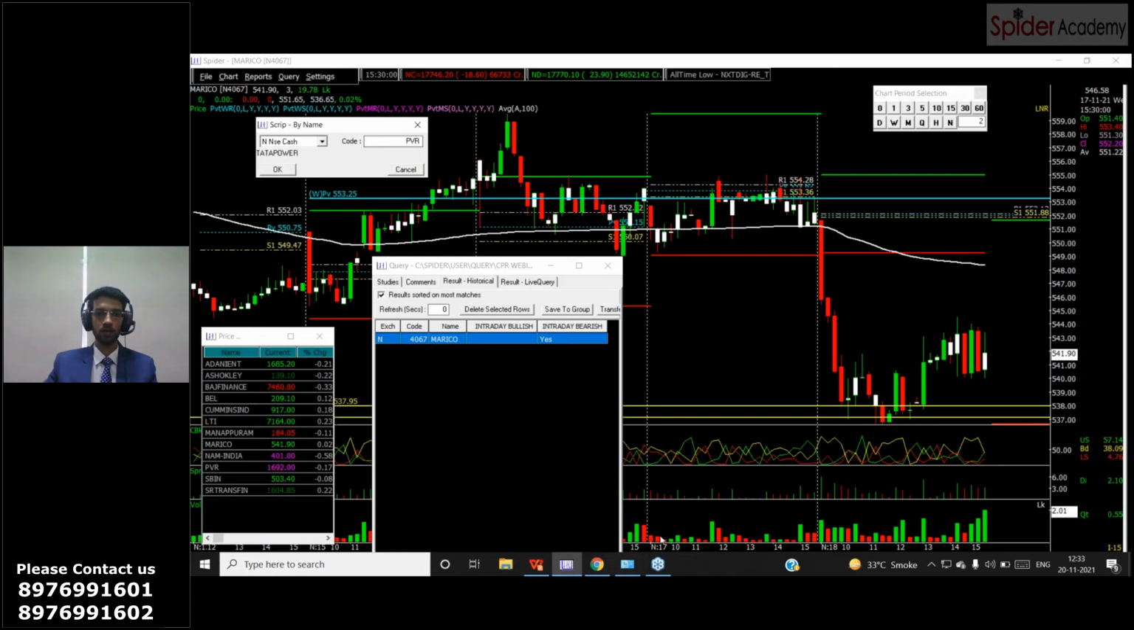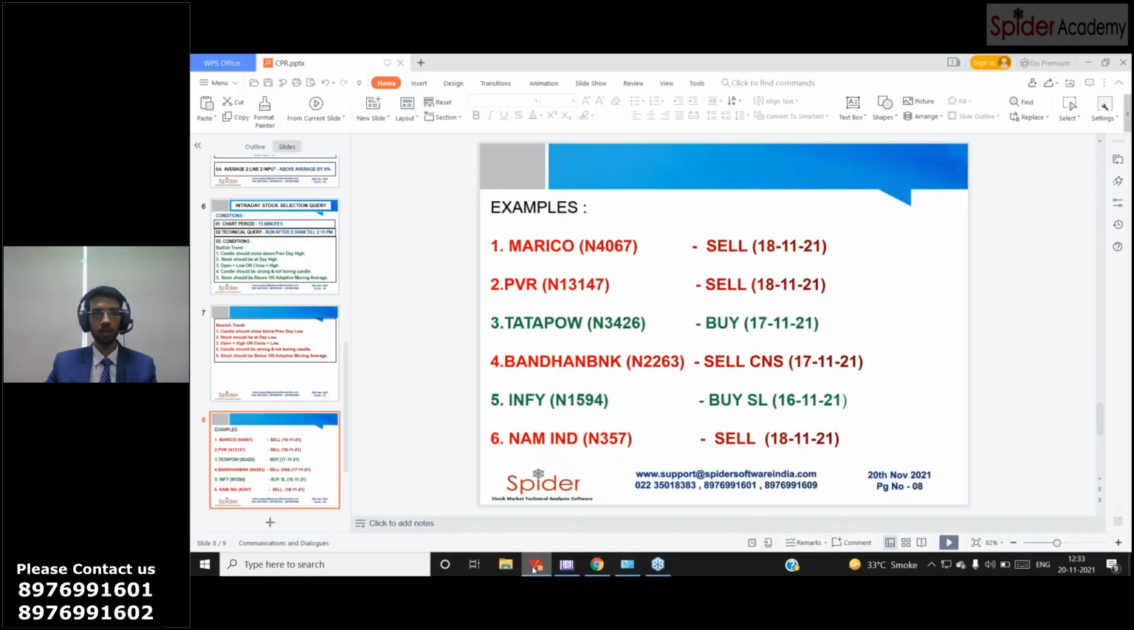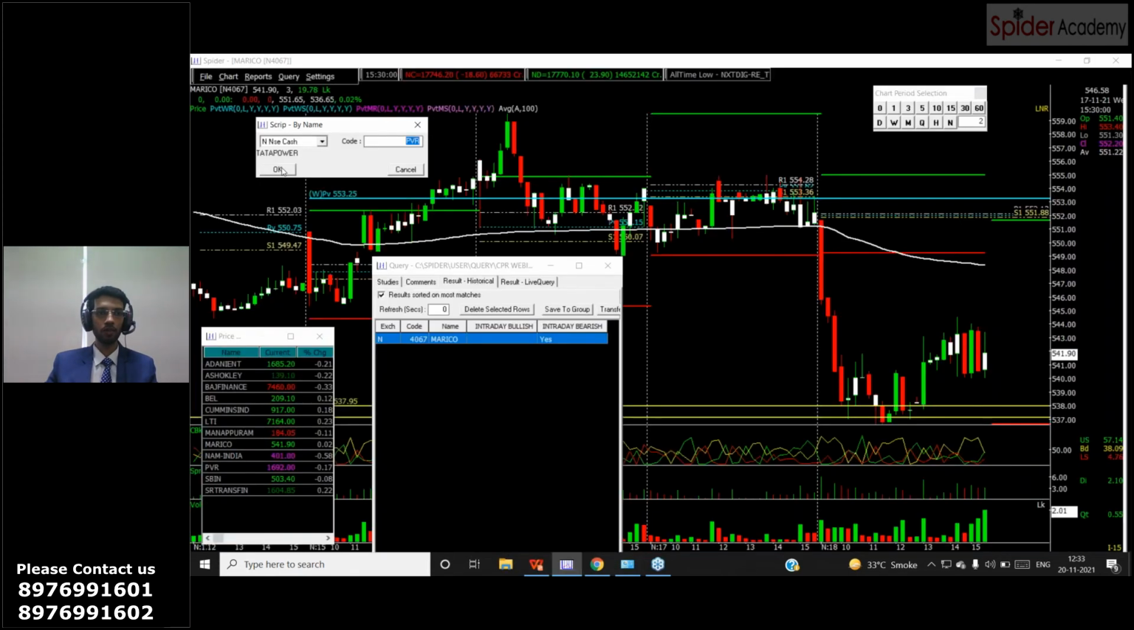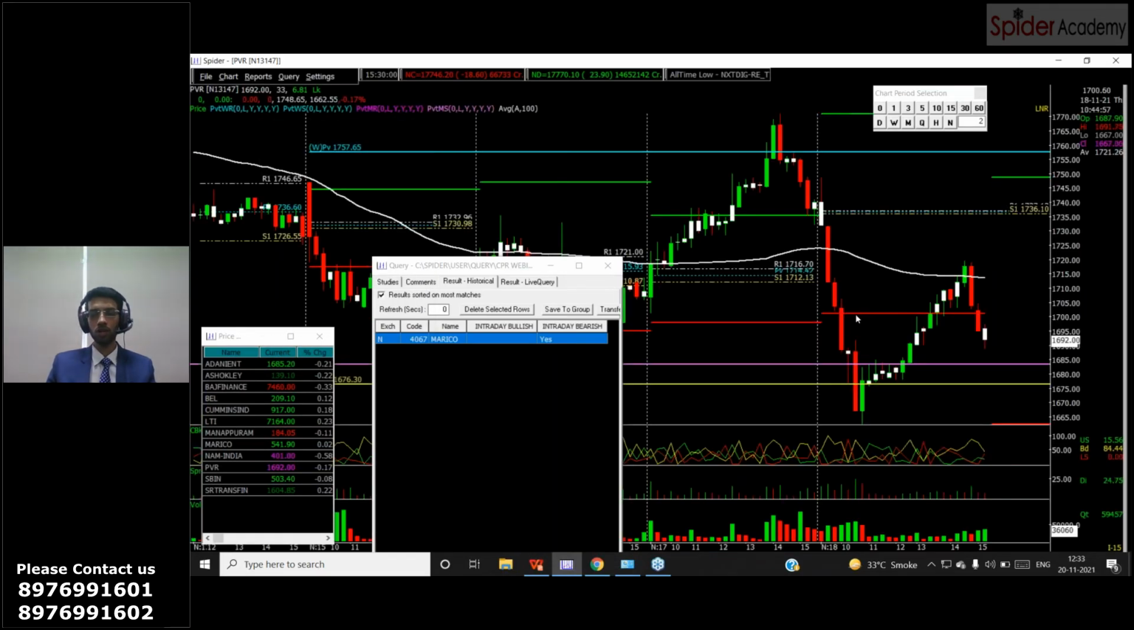Now the second stock is PVR, I think. So when I click on PVR, I go to cash. You can see this candle at 10:15. This candle fulfills all the conditions. You can see this candle is at the day low. It's also a strong candle. It's below the adaptive moving average, and it's also crossing the previous day low.